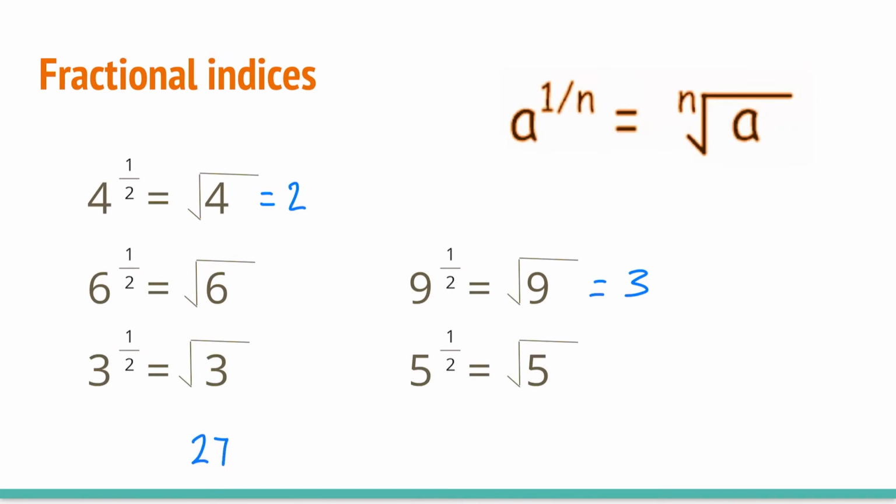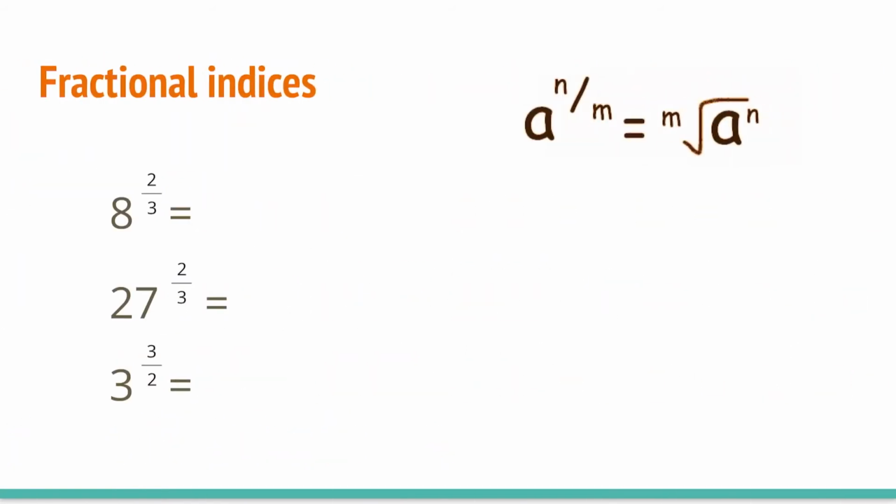If I had 27 to the power of 1/3, that's saying the cube root of 27, which is asking what number times by itself 3 times gives me 27. And the answer there is going to be 3. That's my cube number. Don't forget you should know all of the cube numbers from 1 to 5.